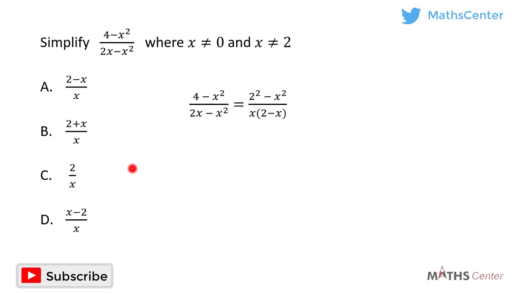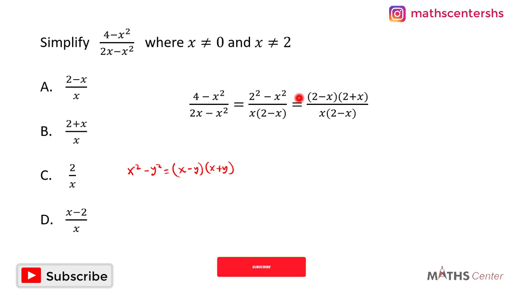From algebra, we know that if we have x squared minus y squared, it can be factorized as (x minus y) in one bracket, then (x plus y) in another bracket. So if we apply that here, then 2 squared minus x squared can be factorized as (2 minus x) in one bracket, (2 plus x) in another bracket.